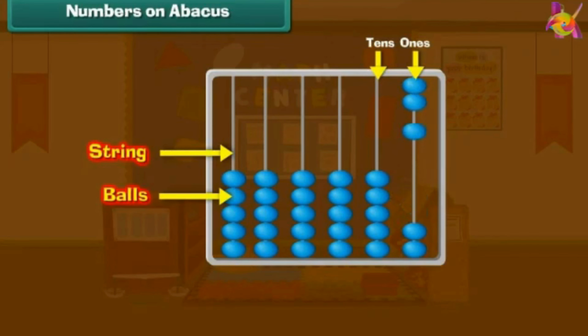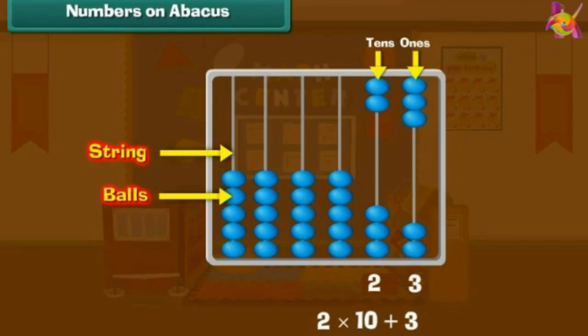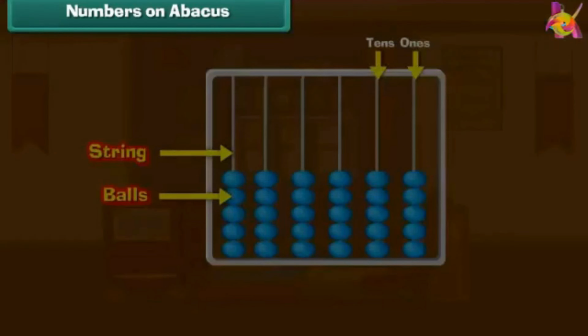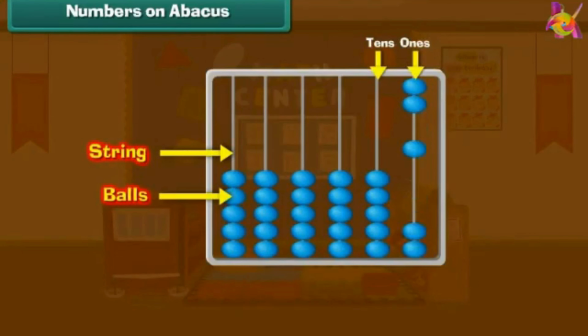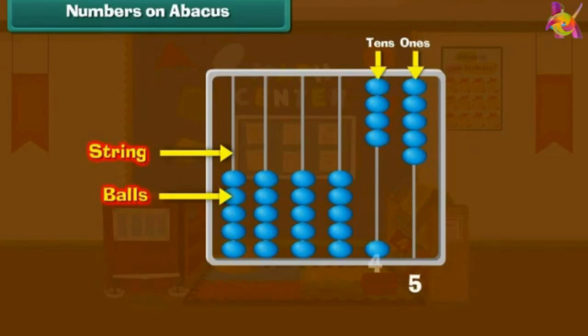This abacus has 3 balls in the 1 string and 2 balls in the 10 string. So the number is 23. Look at this abacus. It has 5 balls in 1's place and 4 balls in 10's place. Therefore, the number is 45.